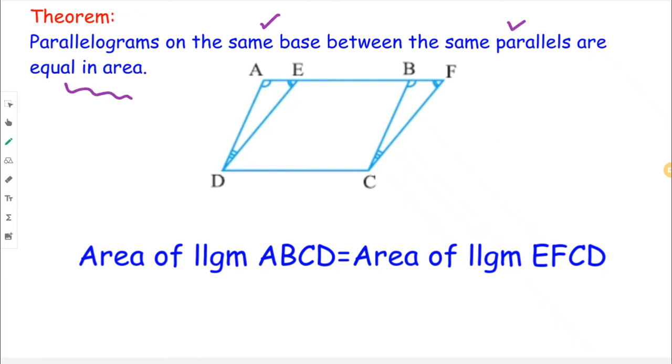Look at this parallelogram here. Can you see the parallelogram ABCD, and the second is EFCD? You can see that there are two parallelograms. Do they share the same base? They share the same base, and also the same parallels, meaning the same height. Whenever you see two parallelograms having the same base and the same height, or the same parallels, the area will be equal to one another. All right.